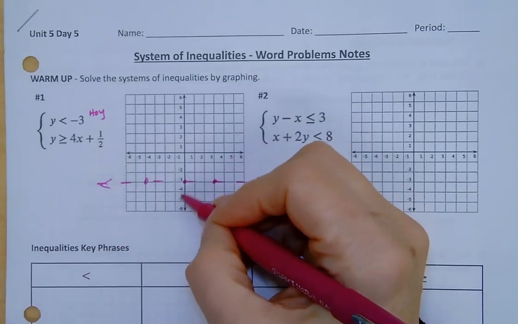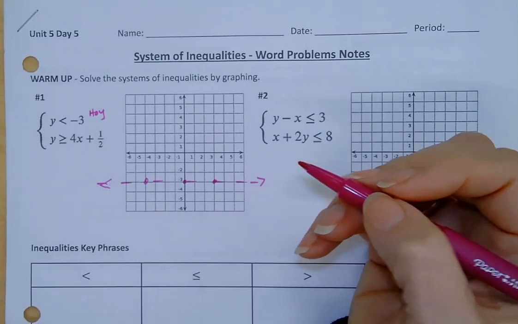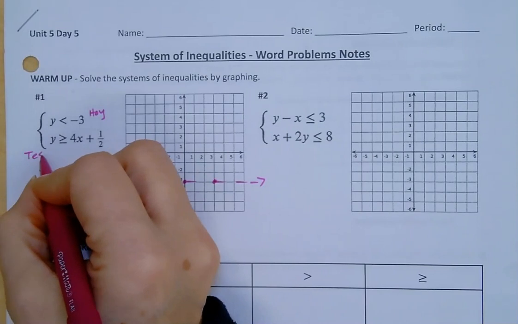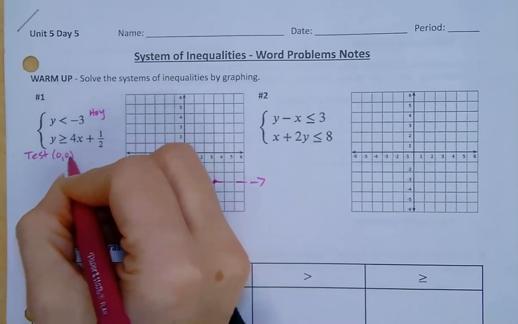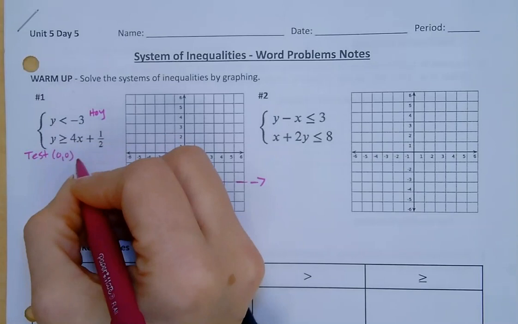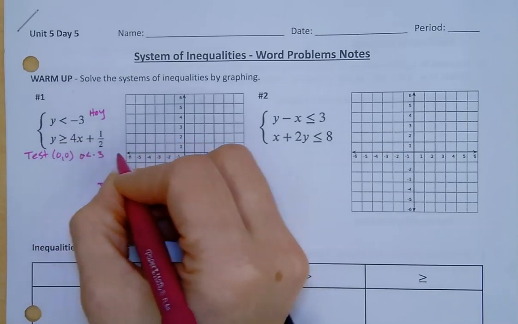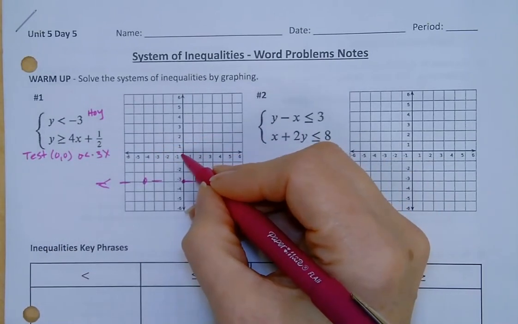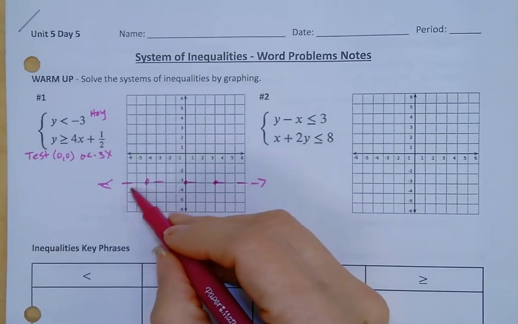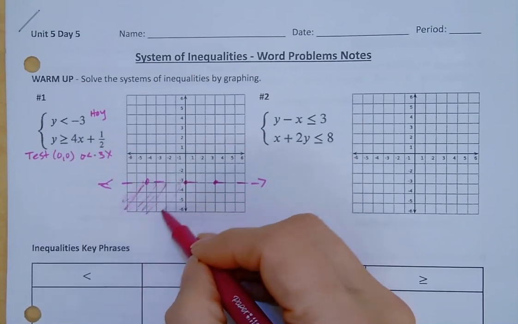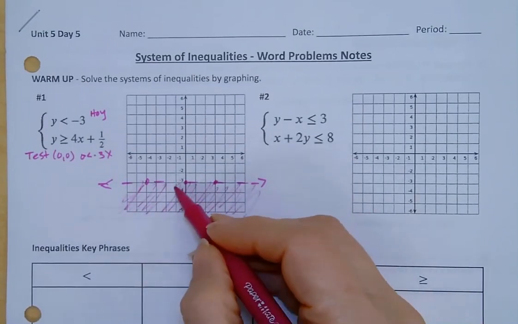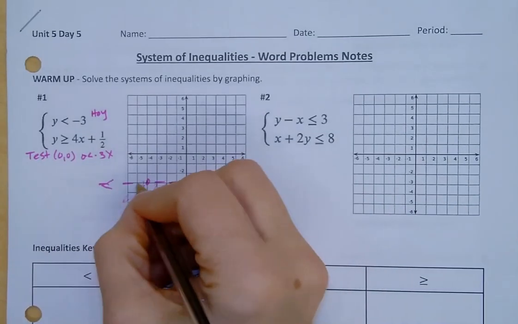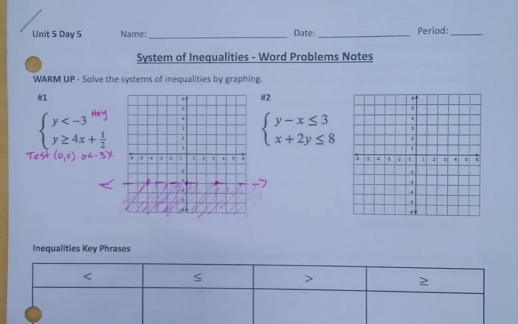Okay, and now I have to decide with a test point whether I'm going to shade above it or below it. I like the test point 0, 0, so that's what I'm going to test with. If I plug in 0 for y, I get 0 is less than -3, and that's not true, right? That is wrong, and so that means I'm not going to shade 0, 0. I'm going to shade instead the other direction. All right, so that's my shading for my horizontal line. The boundary is here, and I'm shading the inequalities down below it.